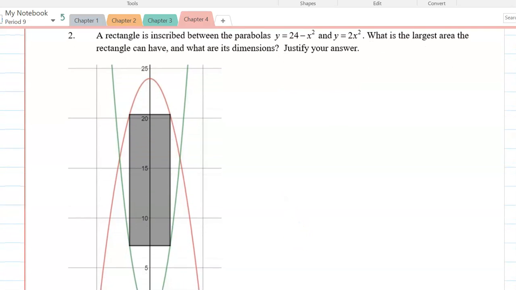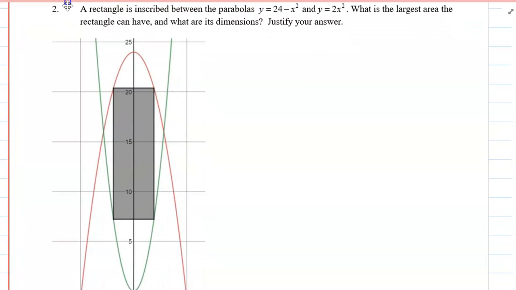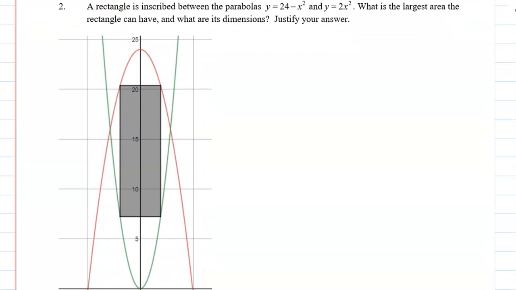Same kind of situation. It's just that we have 2 parabolas this time. A rectangle is inscribed between the parabolas y equals 24 minus x squared and y equals 2x squared. What is the largest area the rectangle can have, and what are its dimensions? Justify your answer. So we still have a rectangle, and so the area of your rectangle is still going to be base times height.